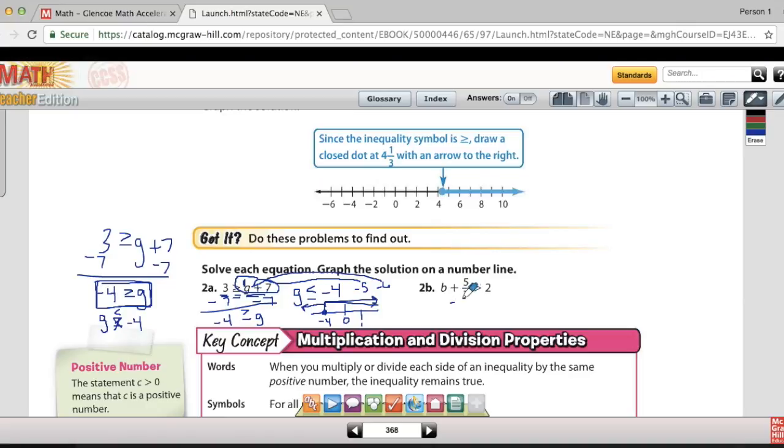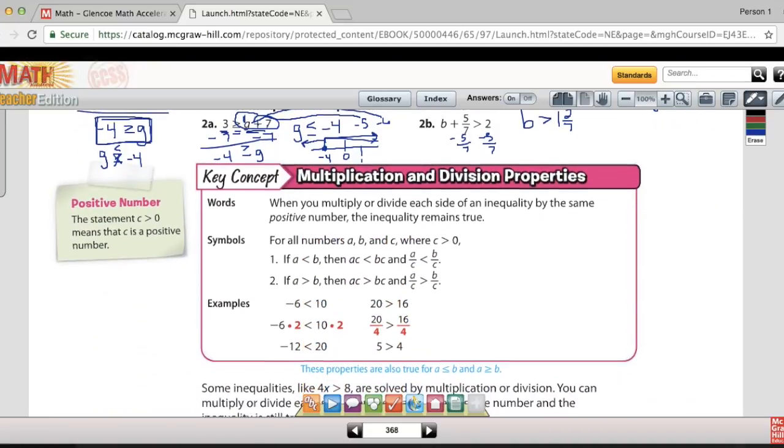On 2b, I'm going to minus 5 sevenths. b is greater than 1 and 2 sevenths. Don't let those fractions freak you out. Just go ahead and estimate on your number line here. Here's 0, here's 1, here's 2, and 1 and 2 sevenths is somewhere right there. Let's just mark that as 1 and 2 sevenths. There's no line underneath, so I'm not going to fill it in, but I am going to go up and to the right to show all of those numbers to the right of 1 and 2 sevenths.